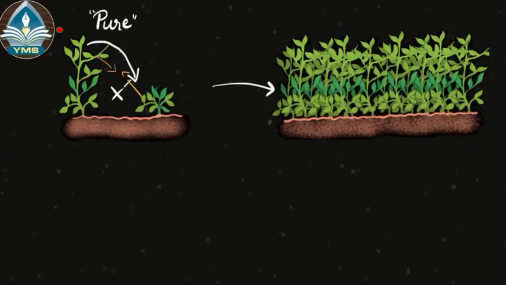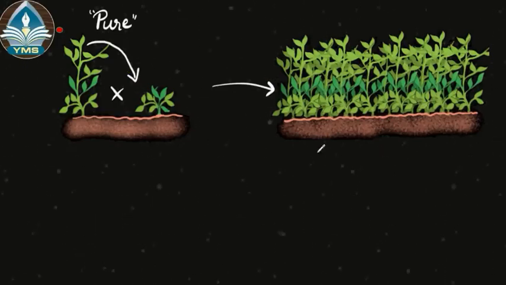Maybe the features of this tall plant will mix with the features of the short one. Then maybe he is going to get medium plants. But no, all the offspring were just tall plants. And this was the first surprise for him.